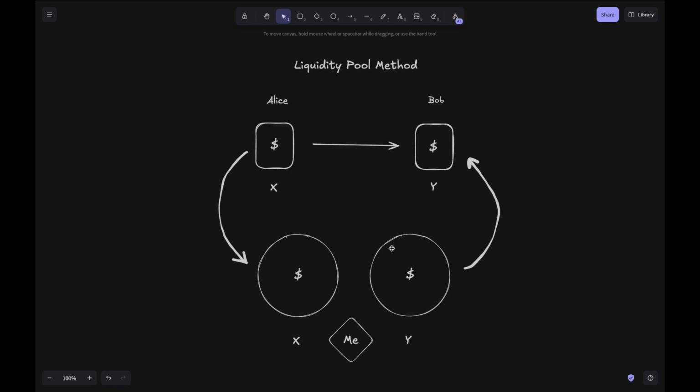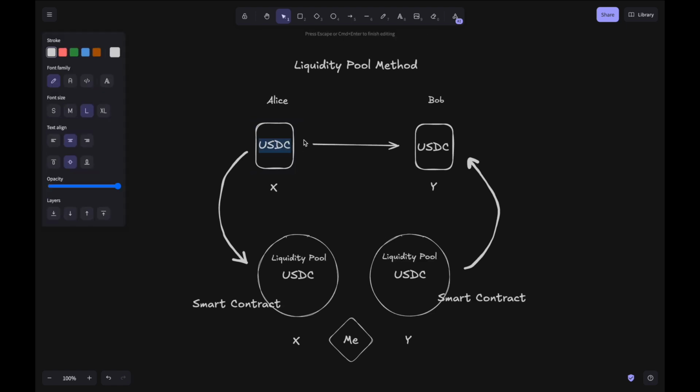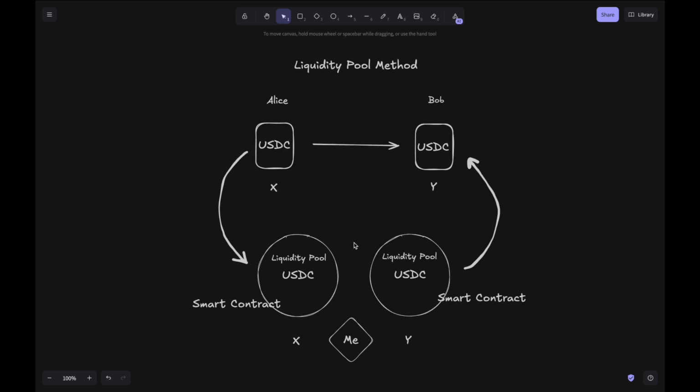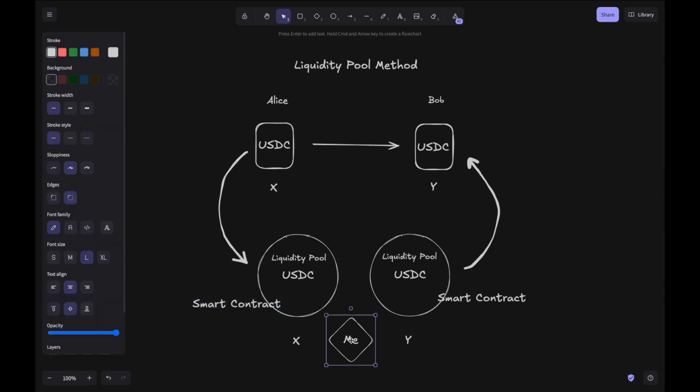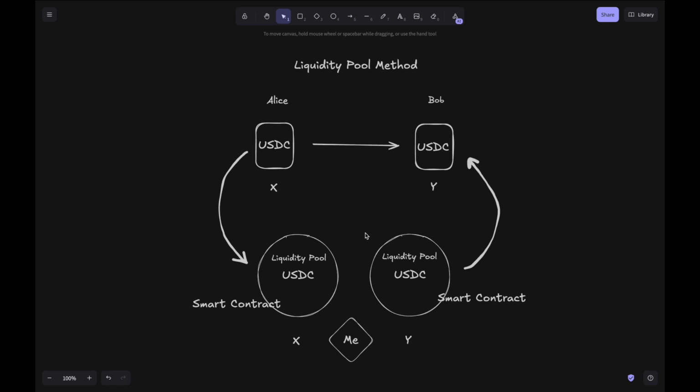Now in the blockchain it would look like this. USDC is the token Alice wants to send over to Bob from blockchain X to Y. So Alice interacts with a smart contract, which is actually a liquidity pool of USDC tokens, and me over here is a listener, and I look for transactions or requests made on the source chain and initiate transactions on the destination chain. Why this method is useful is because it is decentralized, using smart contracts, liquidity pools and automated market makers. Hence, this is trustless.